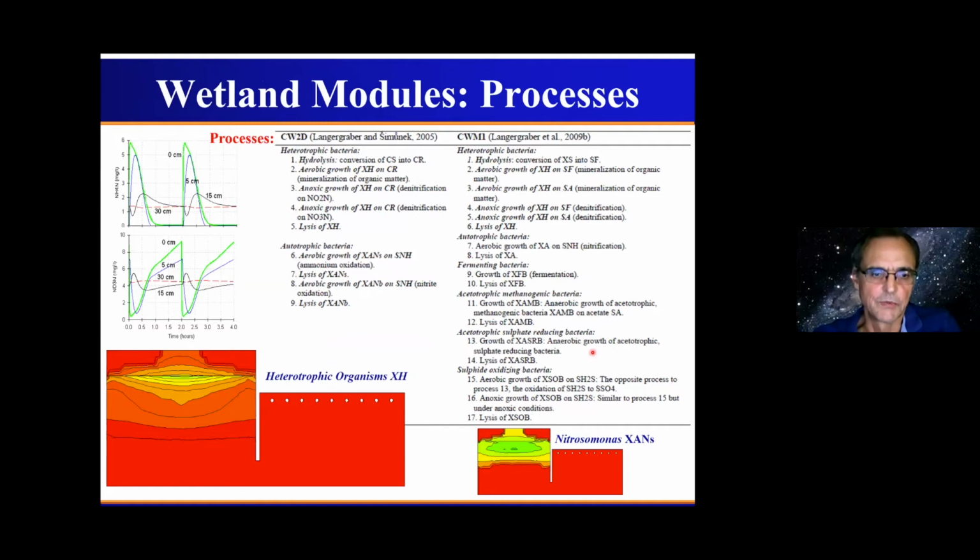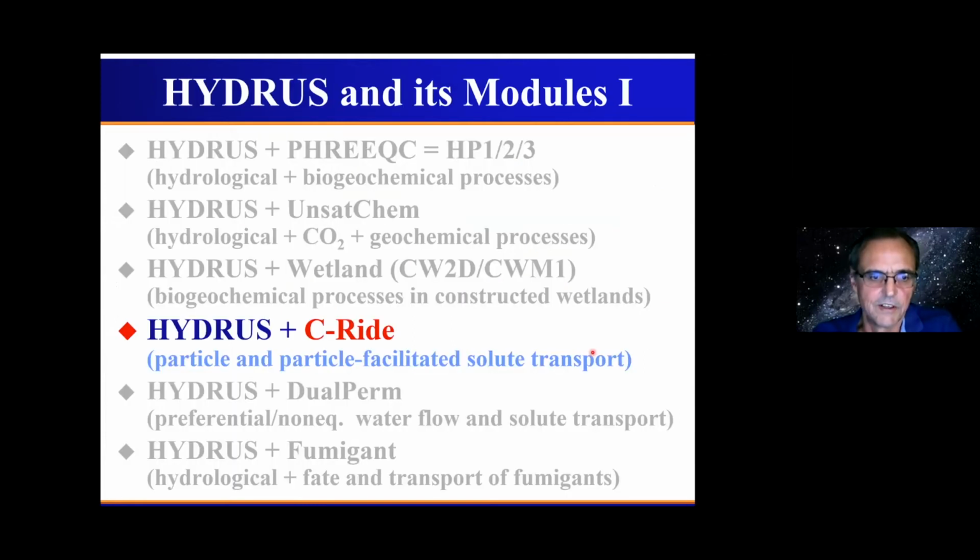So it can be used for the natural wetlands, although the applications are mainly for the constructed wetlands from the point of view of designing these systems. And these systems are very widely used in Austria, where you know it's a mountainous country. So they build these wetlands to dispose wastewater from hotels in the mountains and so on. So they design them using these codes.